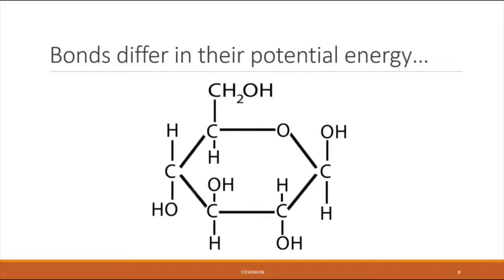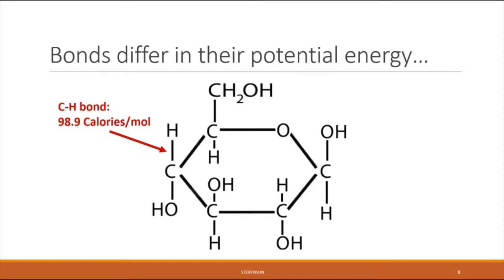However, not every bond within a molecule is equal in terms of its energy. So for example, we're looking right here at a molecule of the sugar glucose. We can see that it's made up of a combination of carbon, oxygen, and hydrogen atoms put together in this hexagon arrangement. One of the 3 different types of bonds that you see in this molecule is a carbon bonded to a hydrogen. That particular type of bond stores 98.9 calories per mole.